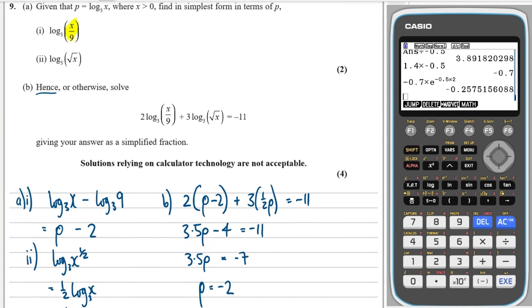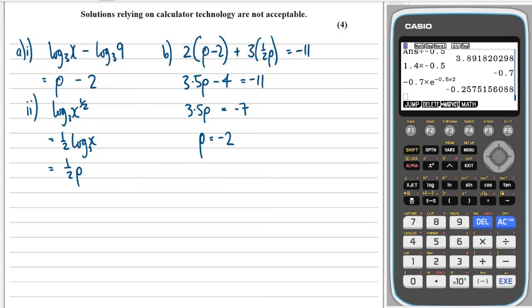Let's remind ourselves what p actually is. It's log base 3 of x. So log base 3 of x is equal to minus 2. So in order to get rid of a log, we need to raise both sides to the power of the base. So I'd write x is equal to, and then base is 3, so to the power of minus 2. And that's equal to 1 over 9. And that is our solution. Let's move on.